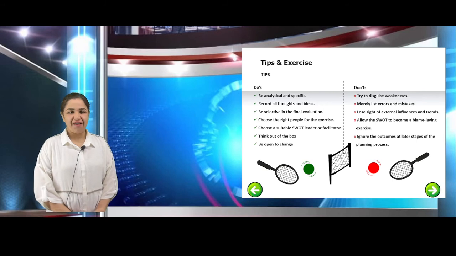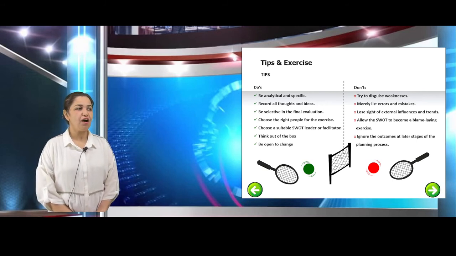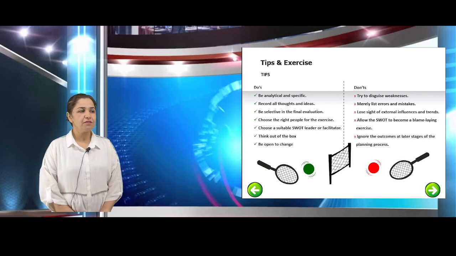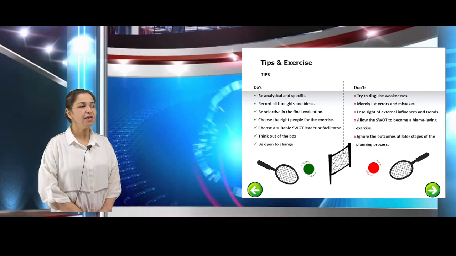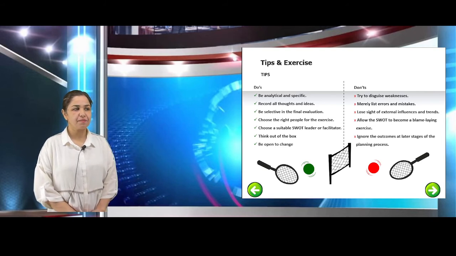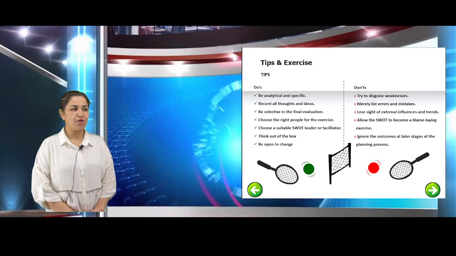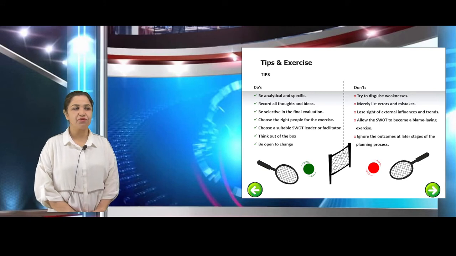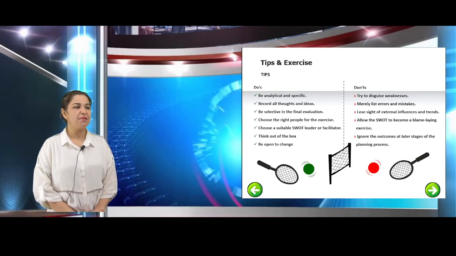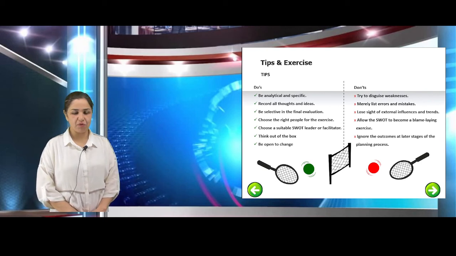What you don't have to do or you have not to follow is try to describe weakness, so merely list errors and mistakes. Lose sight of external influences and trends. You have to always follow with the weak sides too. Allow the SWOT analysis to become a blame-laying exercise. Ignore the outcomes of later stages of the planning process.